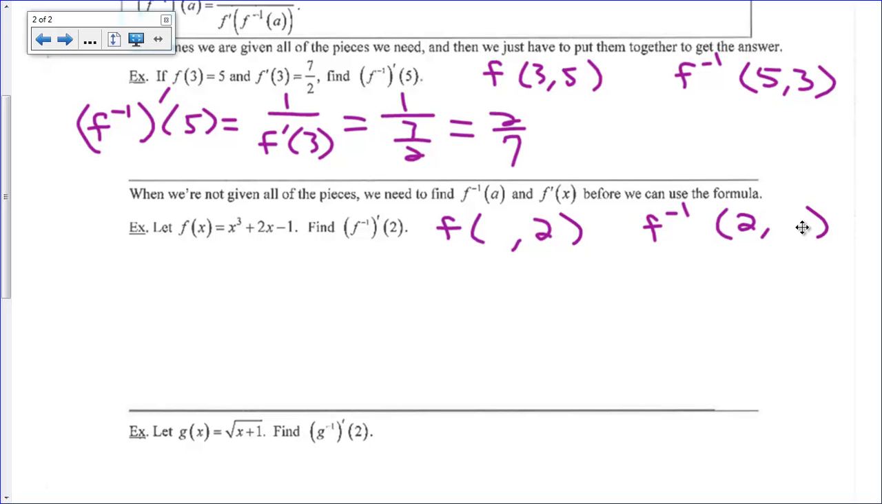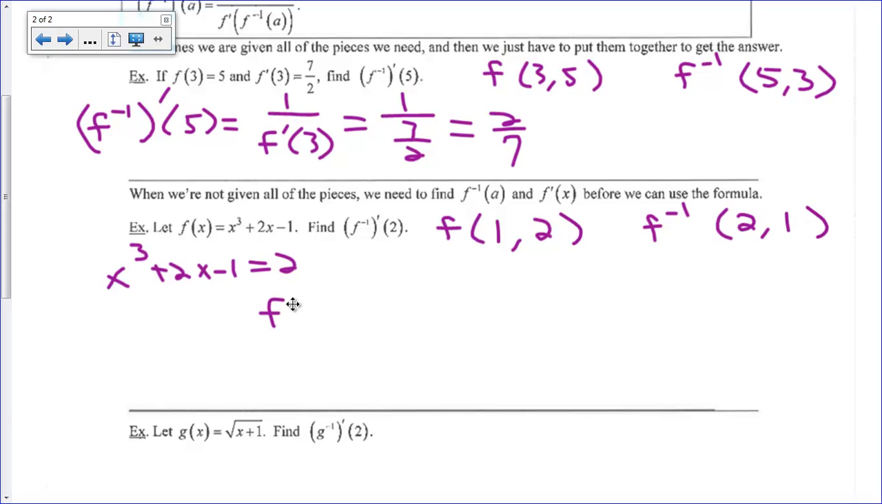What we don't have is this missing piece, this missing connection. The y value for f inverse would be the x value for f. So sometimes you are going to actually have to set f equal to its y value in order to find this x coordinate. And by looking at this, the only number that would make this true is 1. 1 plus 2 is 3 minus 1 is 2. So my missing piece of information is 1.